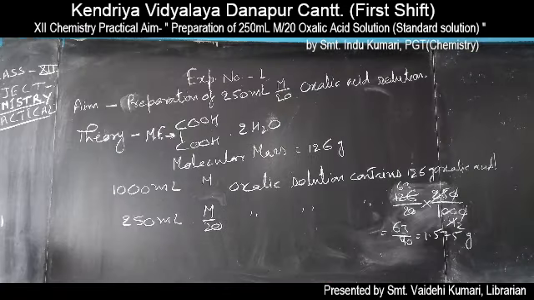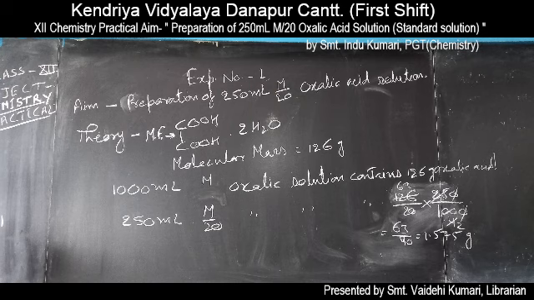Now, M by 20 is the strength of the oxalic acid, so it is called a standard solution. A standard solution is the solution whose strength is known. So, the known strength is M by 20. Now, theory. Molecular formula: COOH single bond COOH dot 2H2O. Its molecular mass is 126 gram.